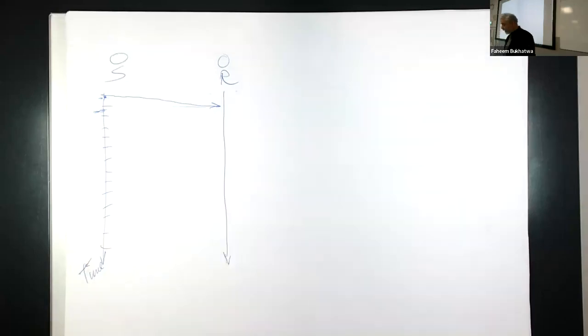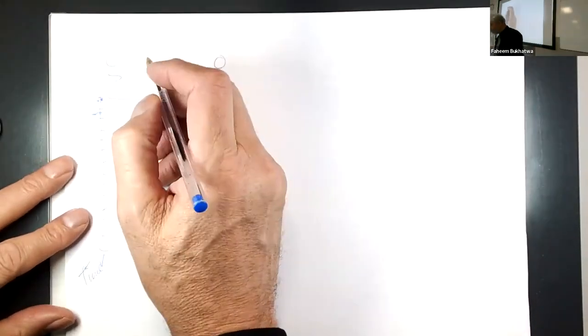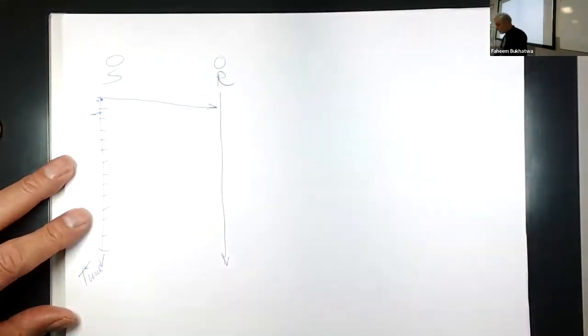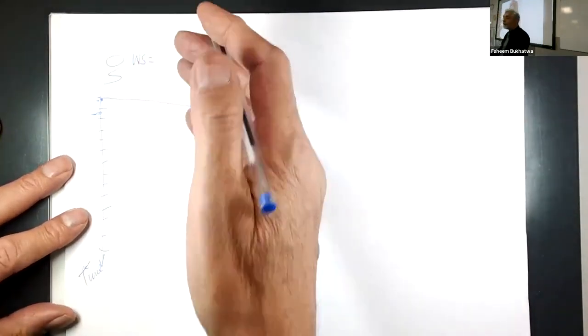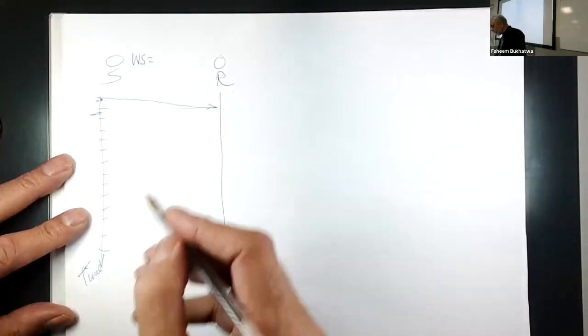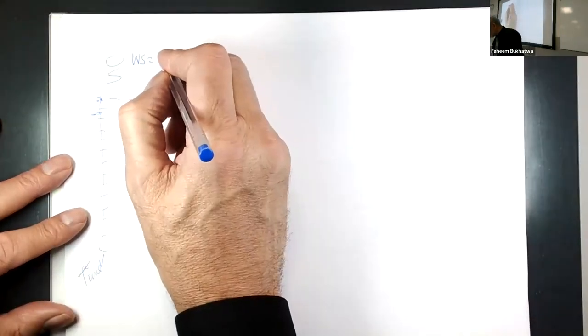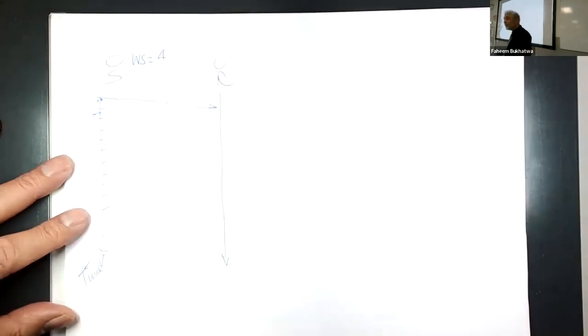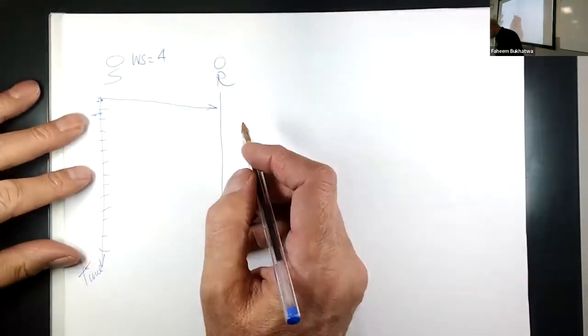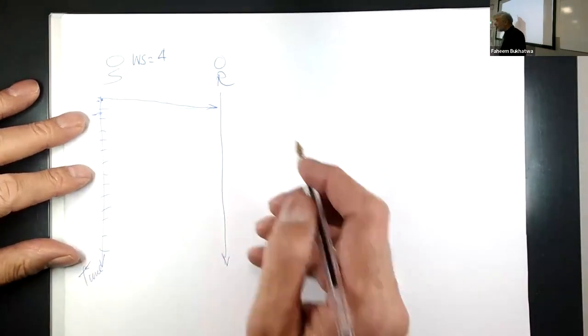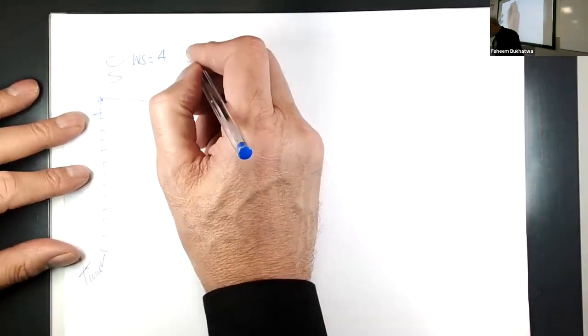Now, the sender and the receiver must agree on two things. One of them is called the window size. And let's pick a number, window size 4, right? Or 3 or 5 or whatever. And the other thing, they need to agree on the modulo.